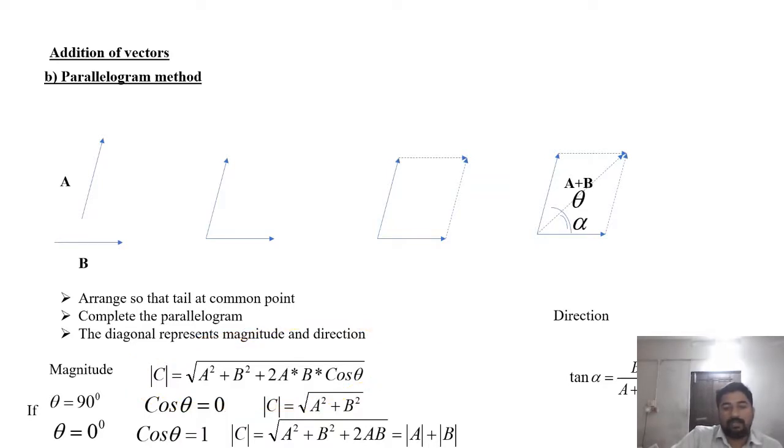And you can put some conditions. If theta is 0, what does it mean? If theta is 90, this is your first vector, this is your second vector, and the angle is 90 degrees. It means they are perpendicular. Angle 90 means it is perpendicular.